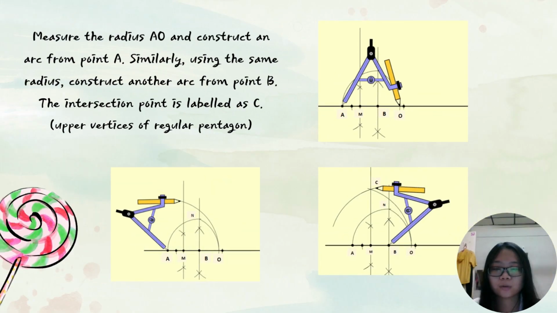The next step is to use a compass to measure radius AO and construct an arc from point A. Similarly, using the same radius, construct another arc from point B and label the intersection point as point C, which is the upper vertex of a regular pentagon.